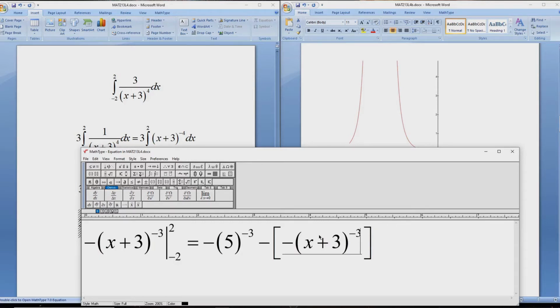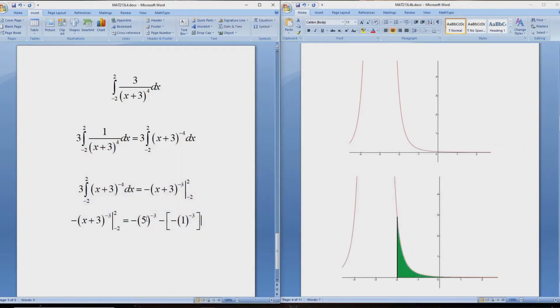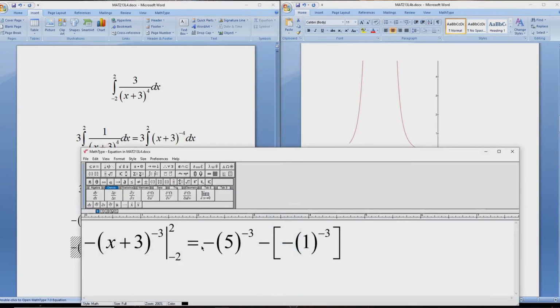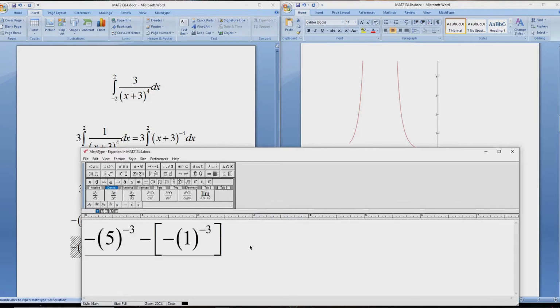We're going to subtract off having a in our antiderivative. And a is minus 2. And then 3 minus 2 is 1. So here we've done the fundamental theorem of calculus. And then the last thing would be to finish up the arithmetic on that.